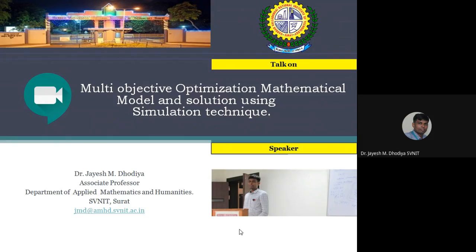Today, I am going to talk about multi-objective optimization, mathematical model, and solution using simulation technique. Many of you are familiar with simulation and mathematical model too. Few of you are also familiar with multi-objective optimization. But here I have tried to connect multi-objective optimization mathematical model and the solution by simulation technique.